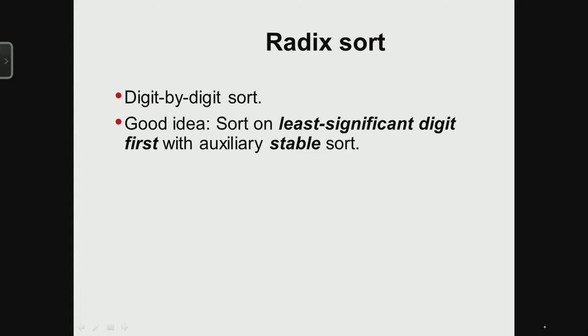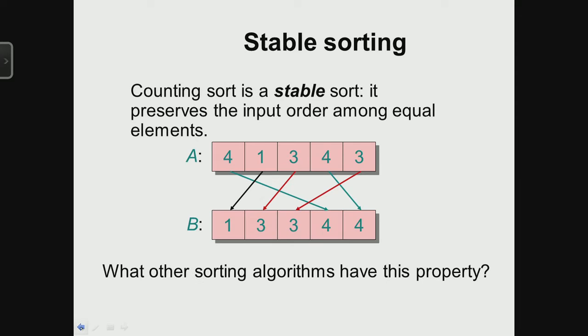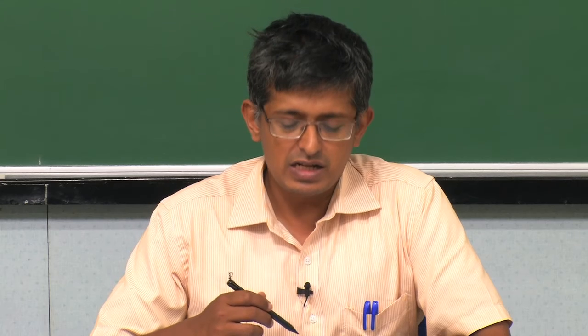One of the most interesting properties of this algorithm is that counting sort is a stable sorting algorithm. What is the meaning of a stable sorting algorithm? If 2 elements have the same value, if 2 array indices have the same value, then in the sorted array, the order in which they occur is preserved.